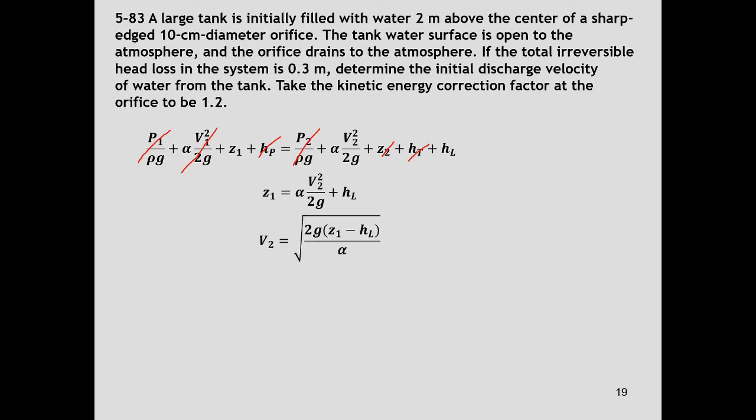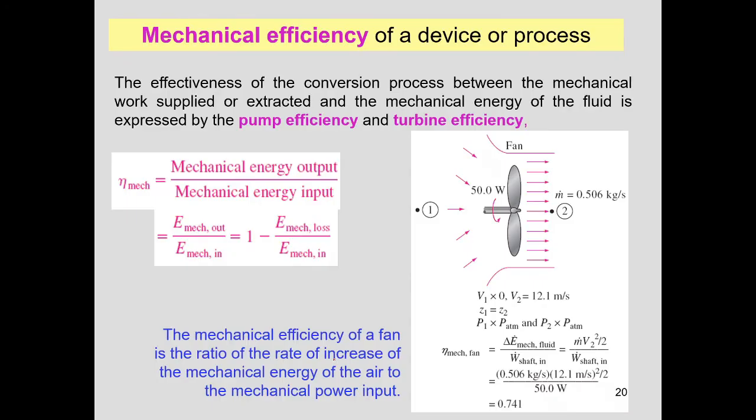Okay, V2 equal to the square root of 2g times the rest, just manipulation from this equation. Put all the information you have, and you get that V2 equal to 5.27 meter per second. So the initial discharge velocity of water is 5.27 meter per second.